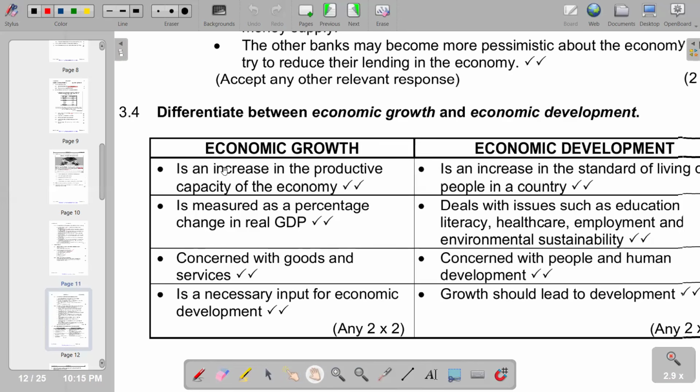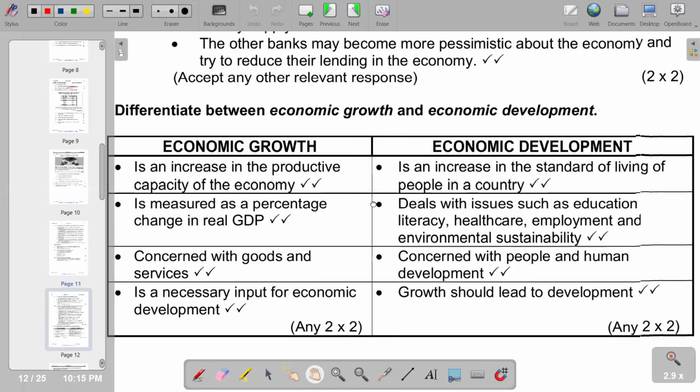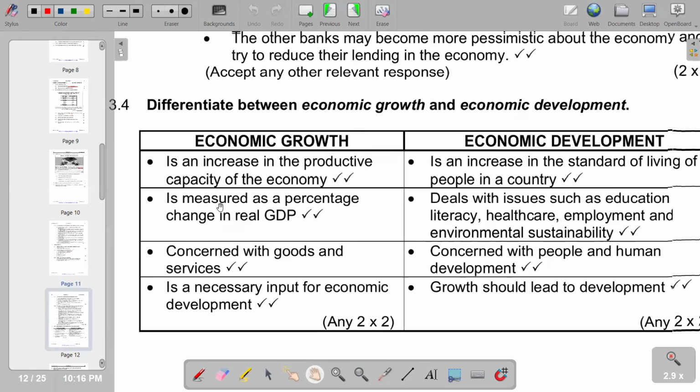So economic growth is an increase in the productive capacity of the economy, whereas economic development is an increase in the standard of living of people in a country. Economic growth is also measured as a percentage change in real GDP, whereas economic development deals with issues such as education, literacy, healthcare, employment, and environmental sustainability. So that's what we have on that part.